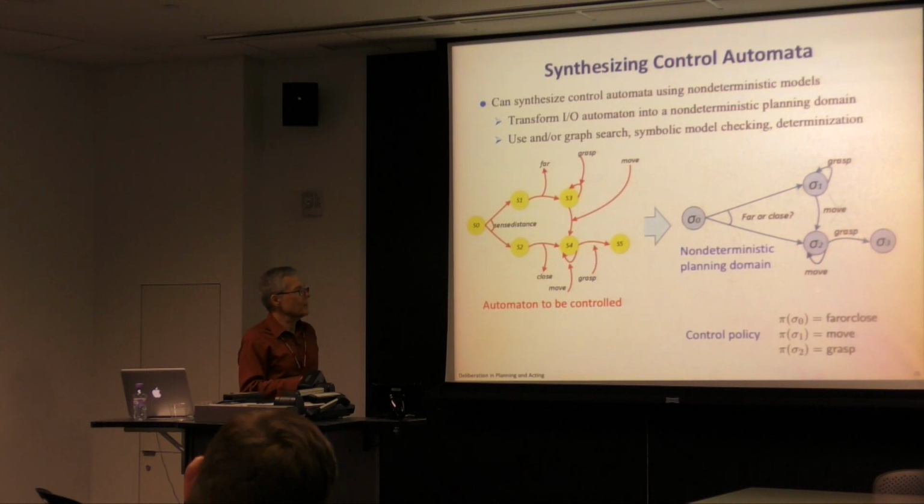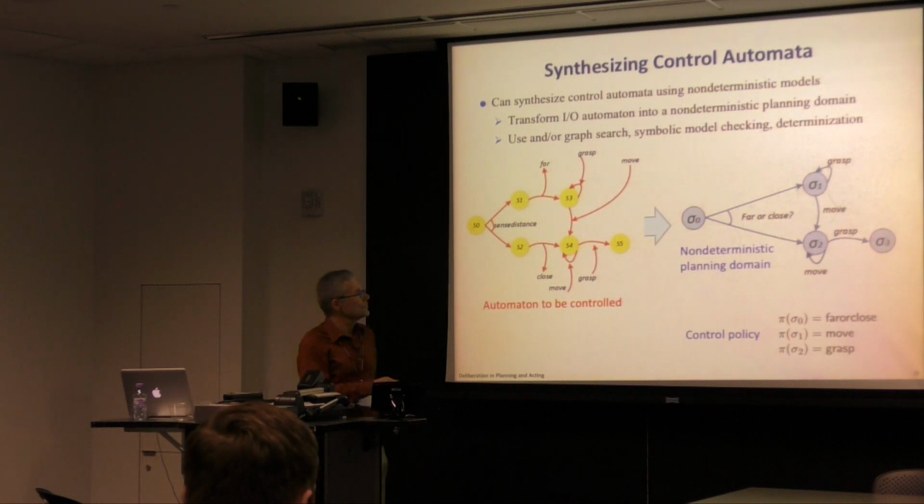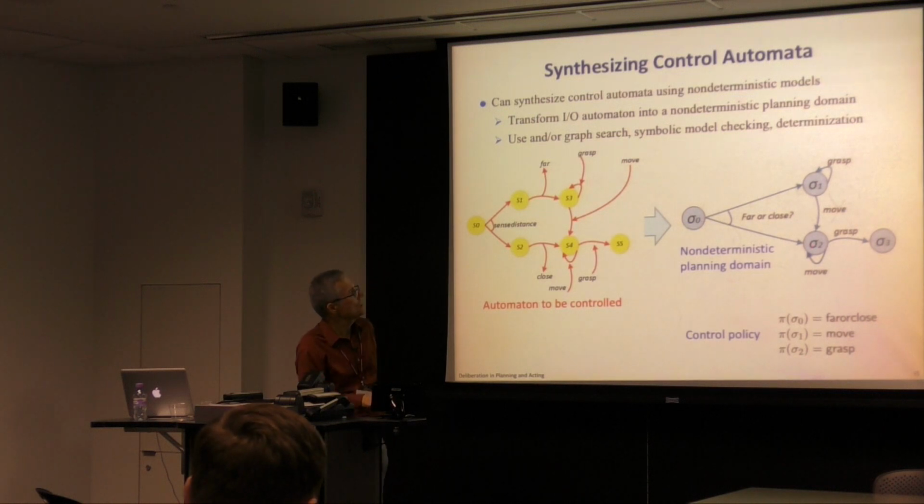And then we can come up with a control policy by solving this thing, which is going to say, well, we do this sensing action, far or close, if we're in that state. Far or close is going to transition us either to that state or to that state. If we're in this one, then we grasp. If we're in this one, then we move. And I think move and grasp got reversed from here to here.